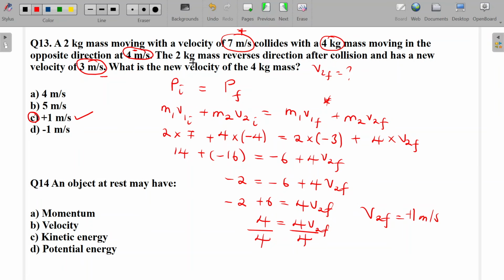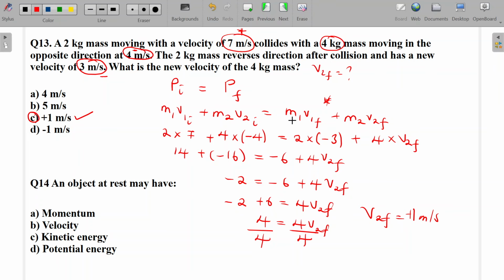So we just started plugging in. I got the 2 kg mass, which they gave me, and I plugged it in here: 2 times v1 initial, the velocity at which it was moving initially. So it was 2 times 7, positive, like we mentioned. That was for the first mass. The other mass, M2, is 4 kg, moving in the opposite direction, negative 4. So I placed 4 times negative 4, then I said equals to.